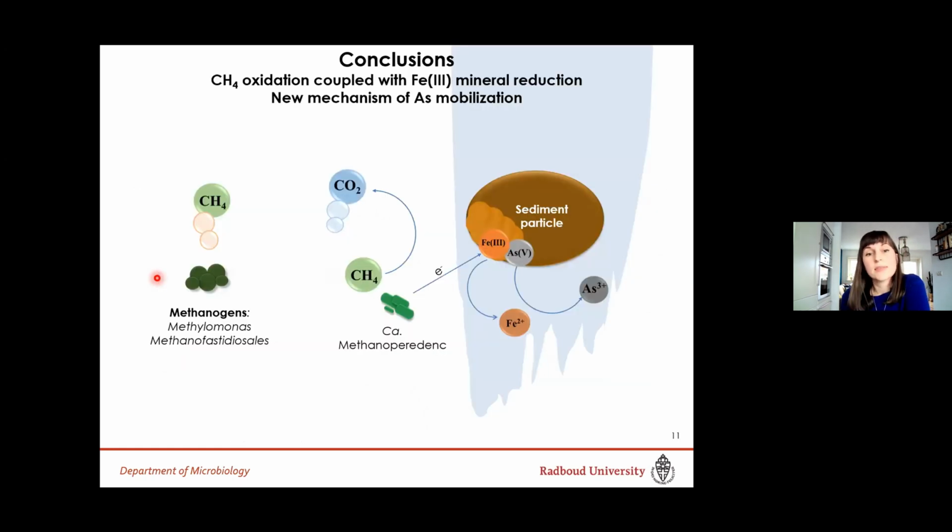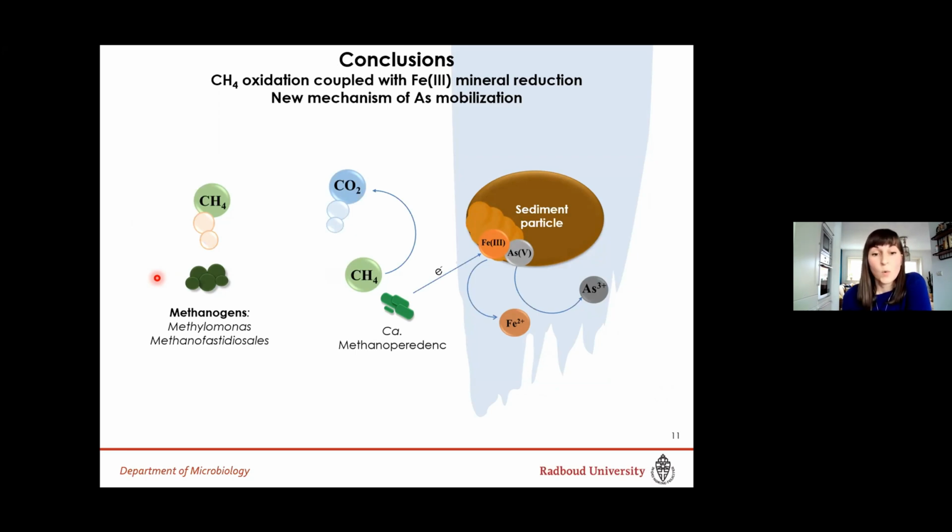So yeah, in the end, I think we really managed to show that anaerobic methane oxidation coupled to iron reduction is quite an important mechanism that leads to arsenic mobilization in these aquifers. And we believe that this mechanism is not only relevant in this specific site, but in many sites where methane is abundant. And it can certainly lead to quite a substantial release of arsenic to the groundwater.